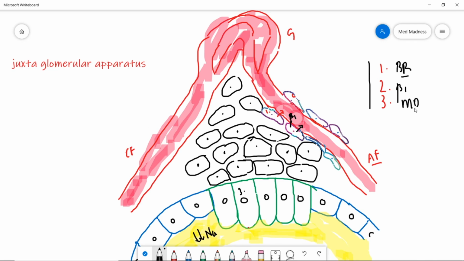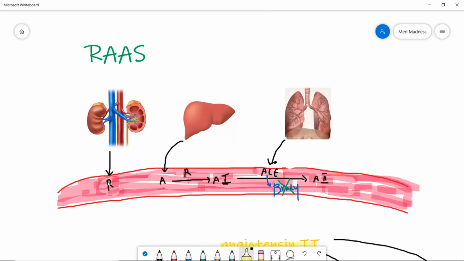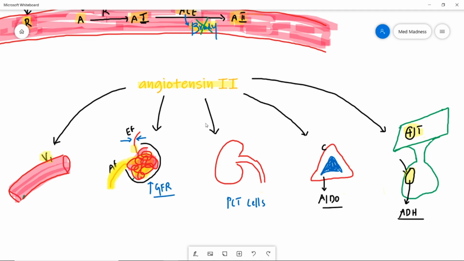Let's follow the renin enzyme now. The renin is secreted into the circulation. It acts on angiotensinogen, which is released from the liver. So renin acts on the angiotensinogen and converts it into angiotensin 1. Angiotensin converting enzyme acts on angiotensin 1 and converts it into angiotensin 2. The angiotensin converting enzyme also breaks down bradykinin, which is one of the vasodilator substances in the blood, resulting in vasoconstriction. Now let's see the action of angiotensin 2.